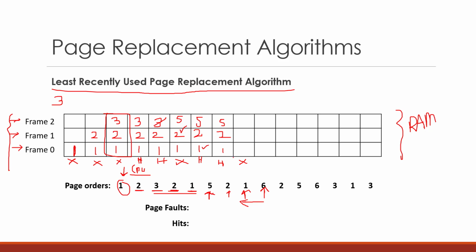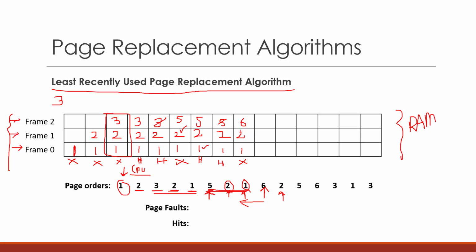1 was recently used, so we cannot replace it. 2 was also recently used, we cannot replace it. 5 was also recently used, but it is less recently used than the other 2, right? So 1 was recently used, 2 was recently used, and the least recently used is 5. So we replace 5 with 6. We do 1, 2 and 6, right?